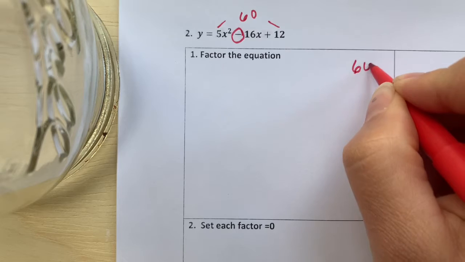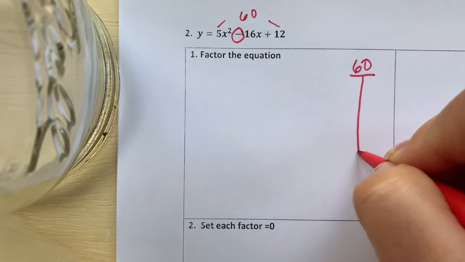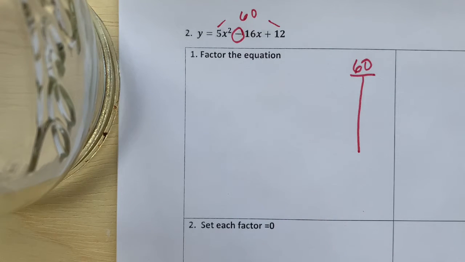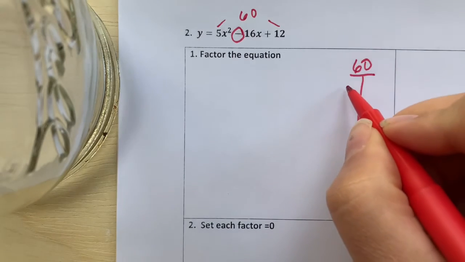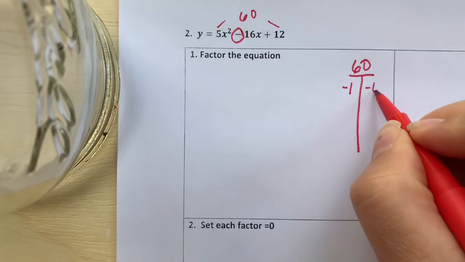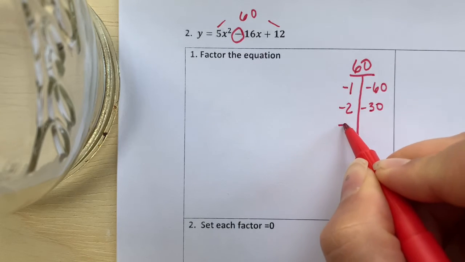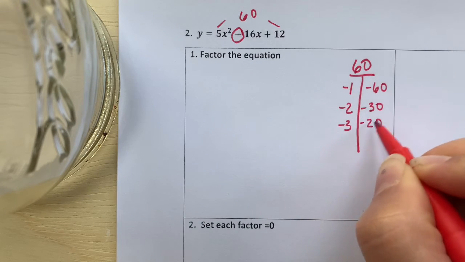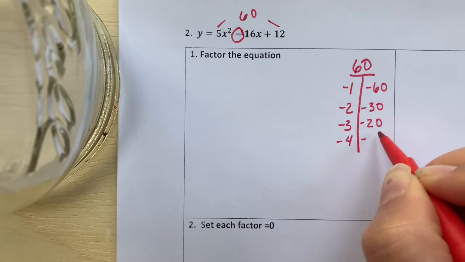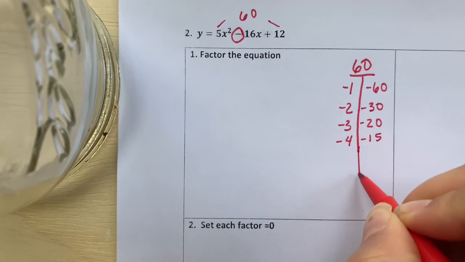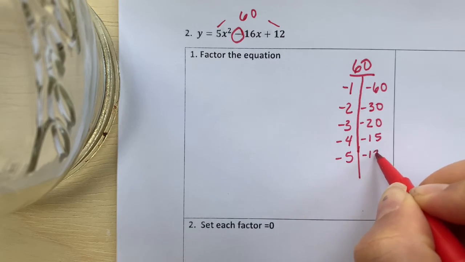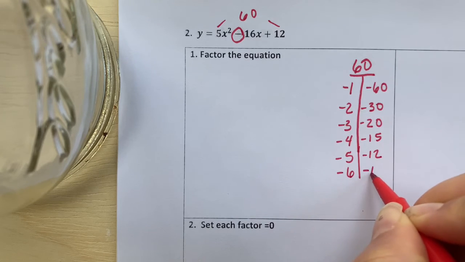So we're going to look for all of the factors of 60. We're going to write down all of the numbers that multiply to 60. So all of the numbers that multiply to 60 are negative 1 and negative 60, negative 2 and negative 30, negative 3 and negative 20, negative 4 and negative 15, negative 5 and negative 12, negative 6 and negative 10.